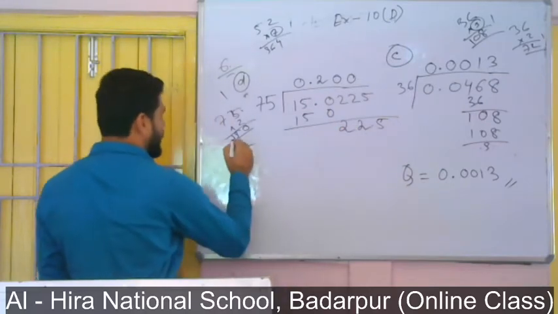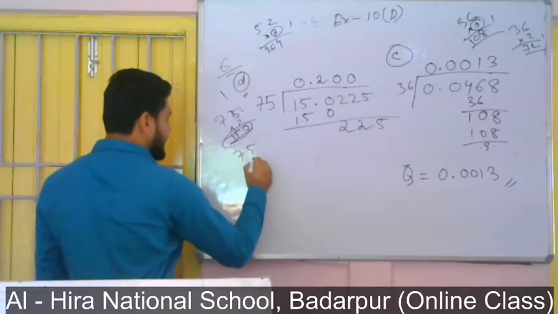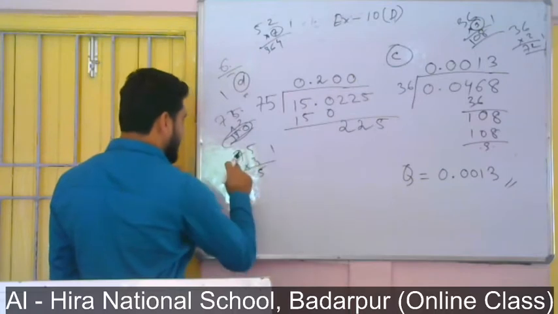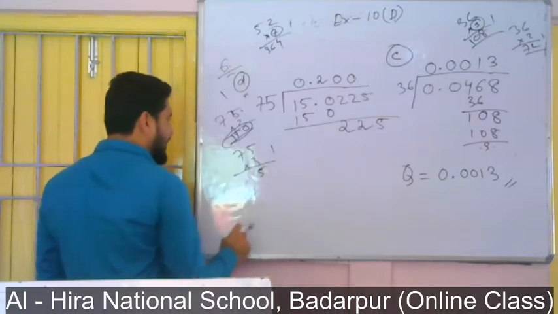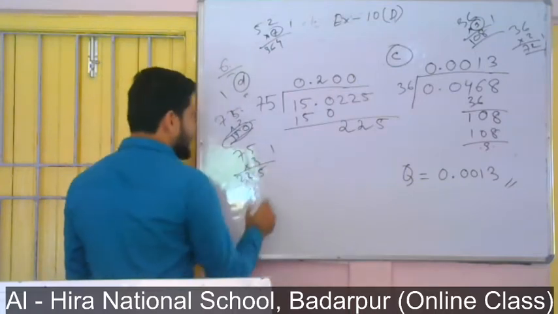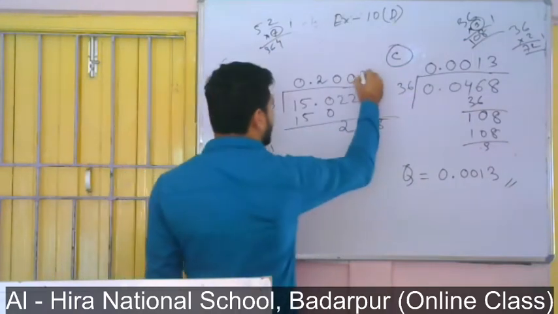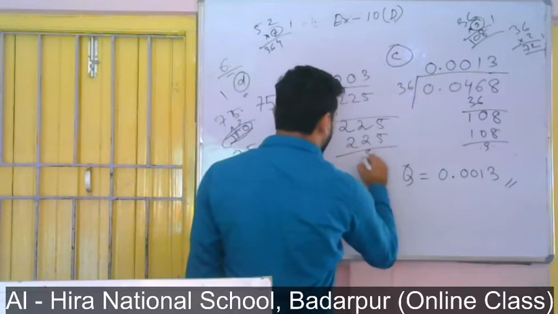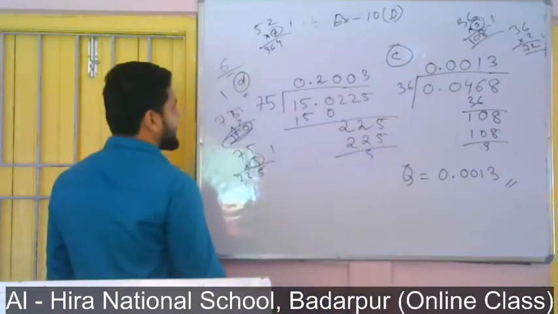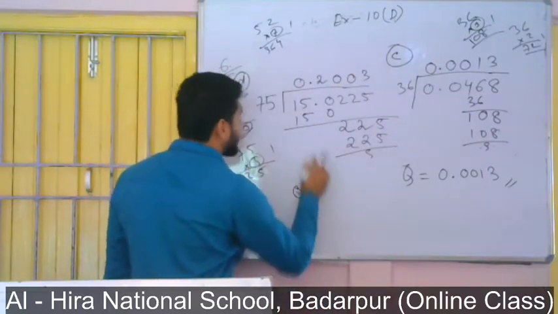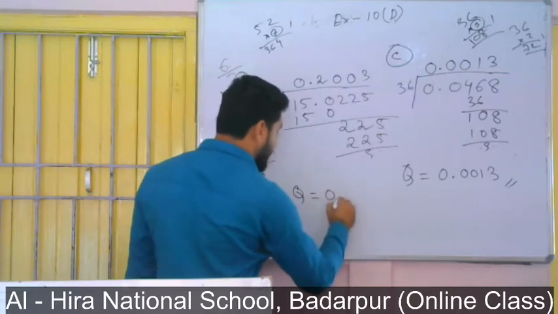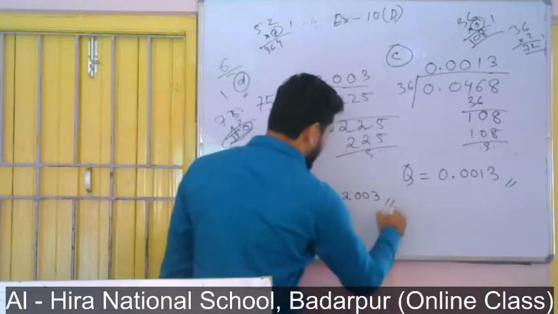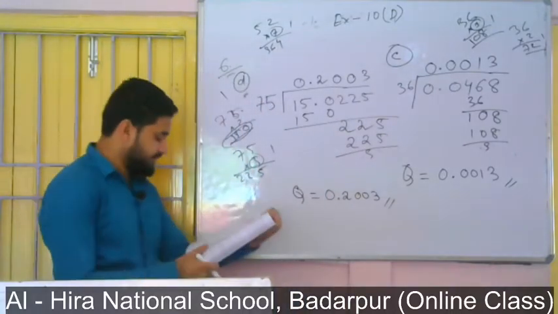Now let us check for this one. 75 into 2 we have done, 150. Now let us check with 3. 5 3s are 15, hand remain 1. 7 3s are 21 and 1 is 22. That means we are getting it with 3. So 3 75s are 225. So that is the answer. That means question equals 0.2003. That is the answer.